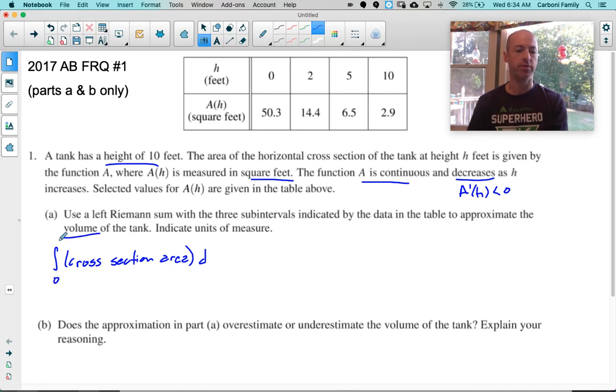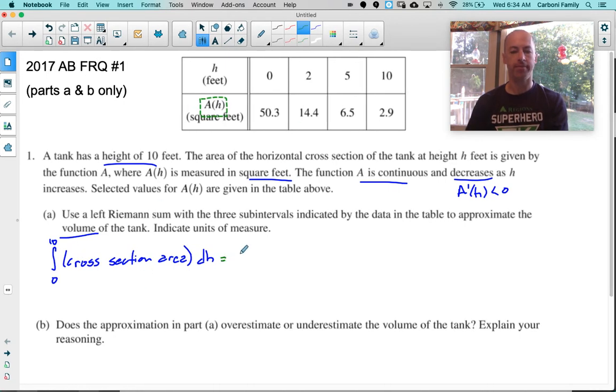So I'll go from 0 to 10, and this would be a dH situation because the limits of integration are values of H. And this one's going to be pretty easy to set up because they give you a function to represent the area of the cross section. And so in this case, that would be the integral from 0 to 10 of the function A of H, which is why we're going to need to use the approximation method. They wanted to use a Riemann sum.